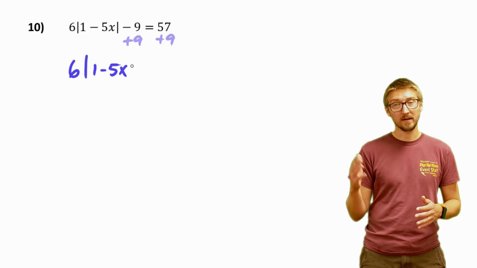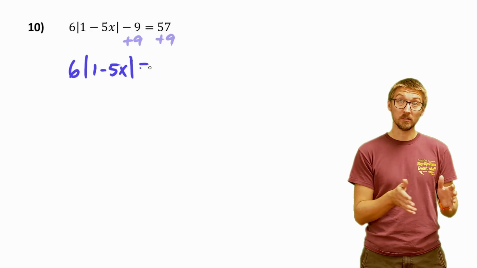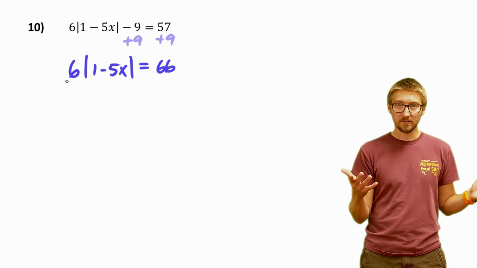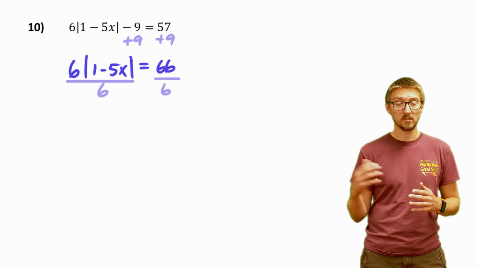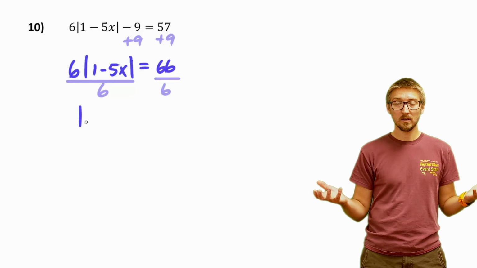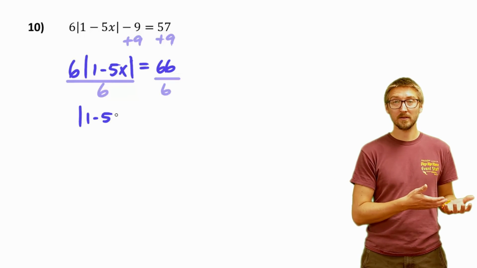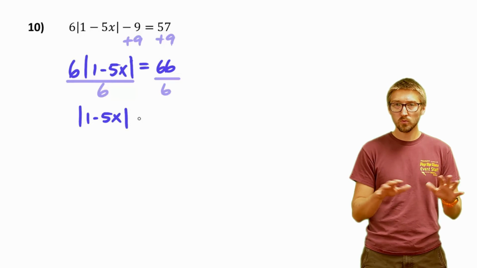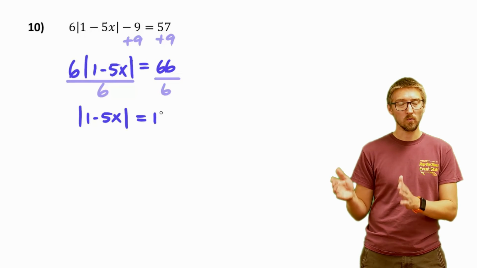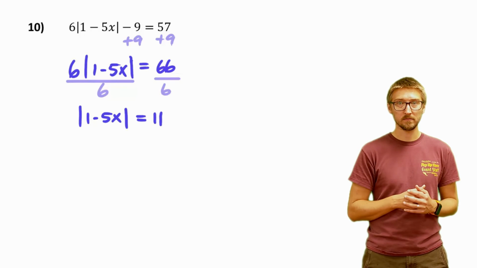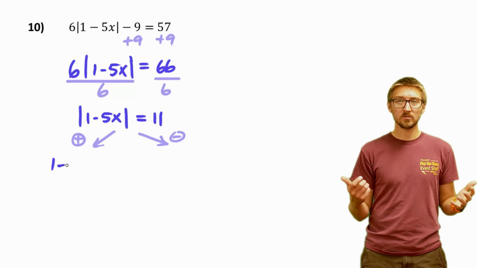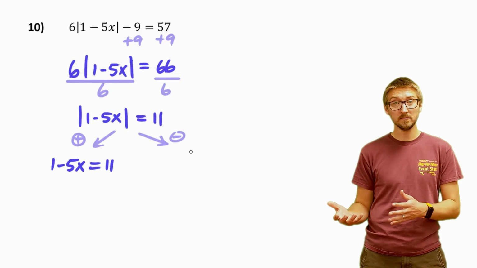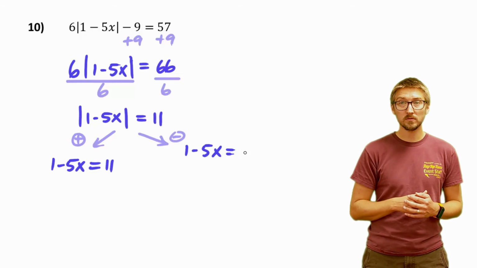66. So when I have 6 times the absolute value equals 66, dividing by 6 on both sides is going to work in our favor. So to the left and the right divided by 6 produces 11 on that right-hand side. So this is where we're at. The absolute value of 1 minus 5x equals 11. We can branch between the positive and the negative cases, and so 1 minus 5x equals 11, and 1 minus 5x equals negative 11.